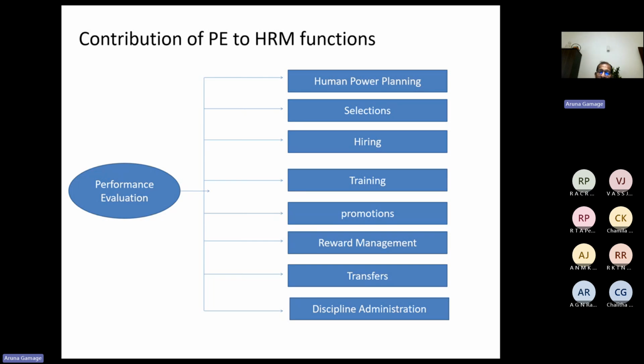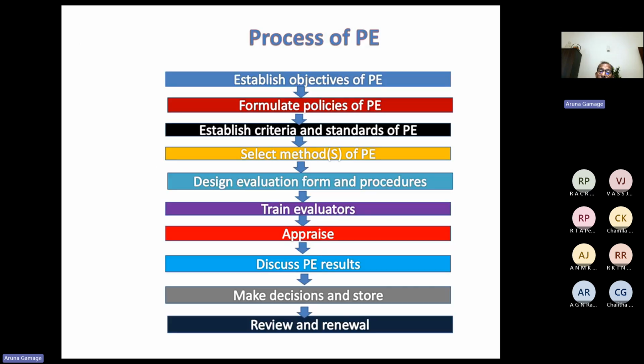If it is clear, we will discuss the most important part of our discussion: the process of performance evaluation. Performance evaluation is a process. There are several steps to be followed in a sequential order. You may not have hands-on experience in performance evaluation, so if you follow these steps, you can establish a good performance evaluation system within any organization.